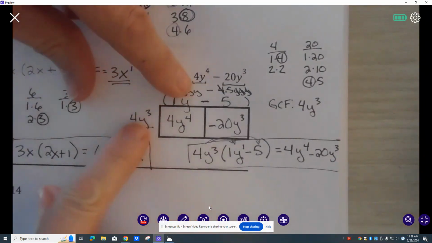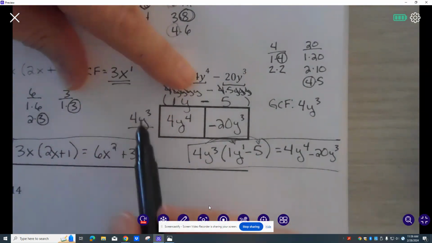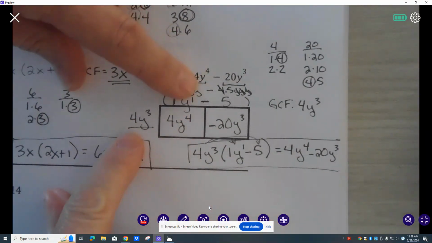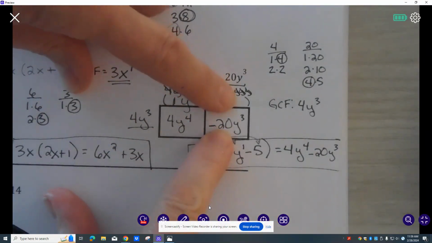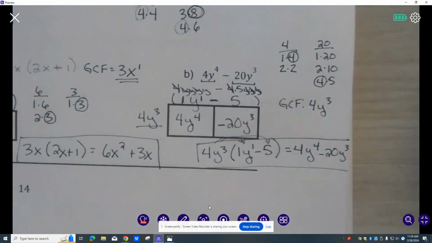Also, you should check up here even before you take your answer out of the box. 4 divided by 4 is 1. Y to the third times y to the 1 is y to the fourth. 4y to the third times negative 5 is negative 20y to the third. Okay, one more.